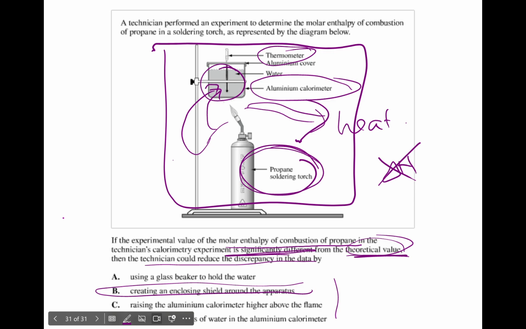C, raising the calorimeter higher above the flame. If we moved this even higher up, that would be more of a distance for that heat to lose. So that's not going to work. And there's one more and I can't see it. So we do know the answer here is B.